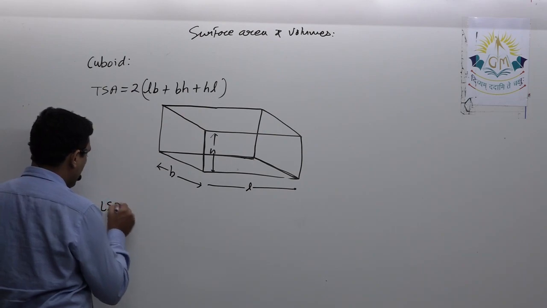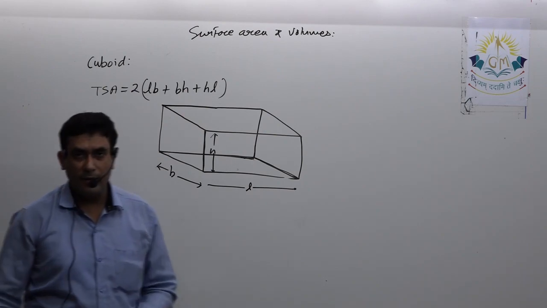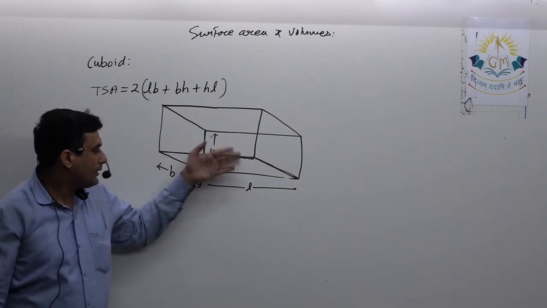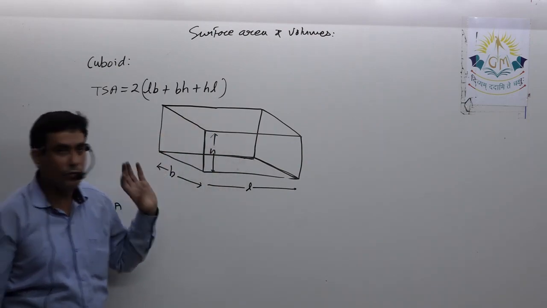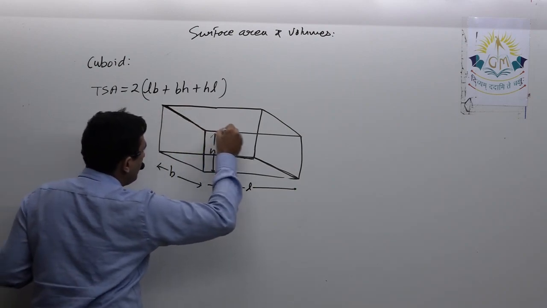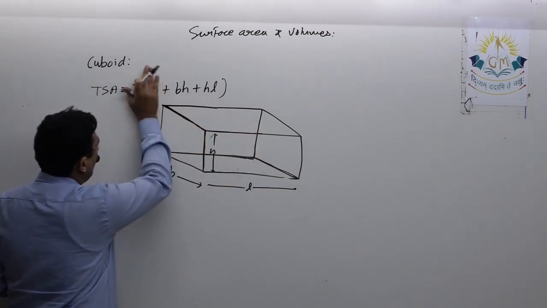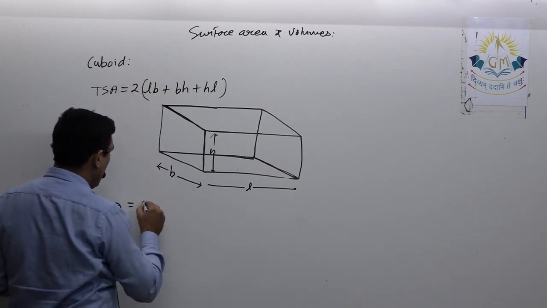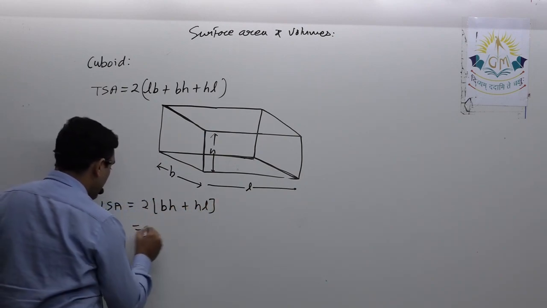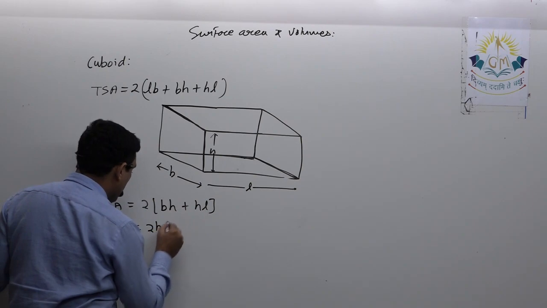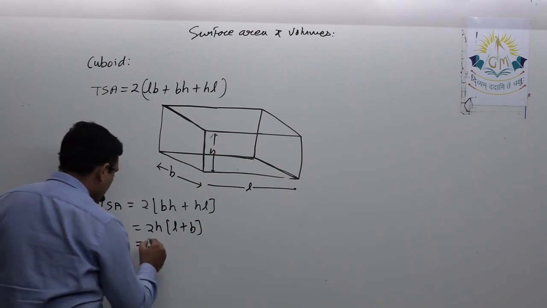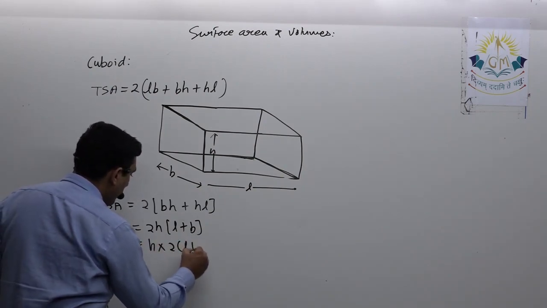Now next is LSA. LSA is lateral surface area. That is the area of walls. When I say area of walls, that means I have to skip the area of the floor and the area of the roof. LSA, lateral surface area. That means I have to skip this L into B as well as this L into B. So among this, if I skip twice of L into B, I will get twice of BH plus HL. Further, if I take H common, this becomes 2H into L plus B. If I rewrite this, it is H multiplied by 2 into L plus B.